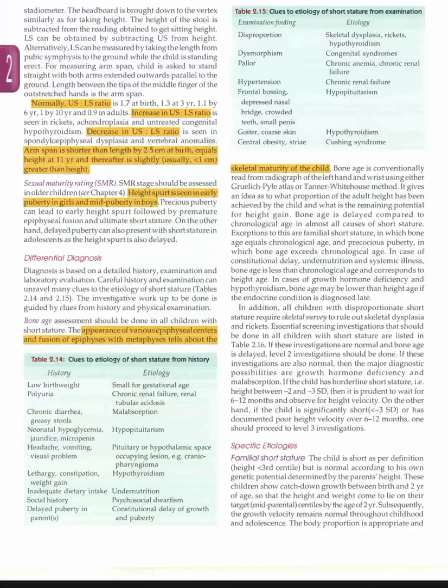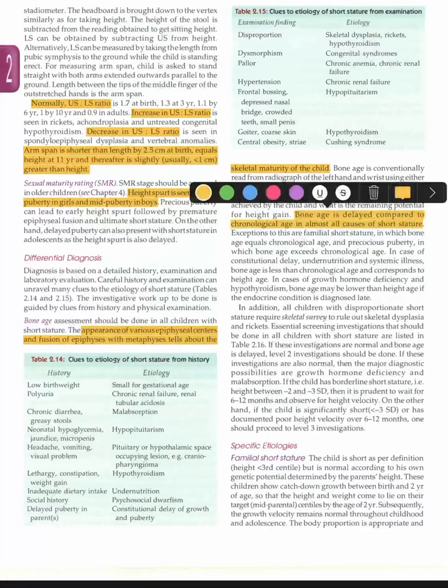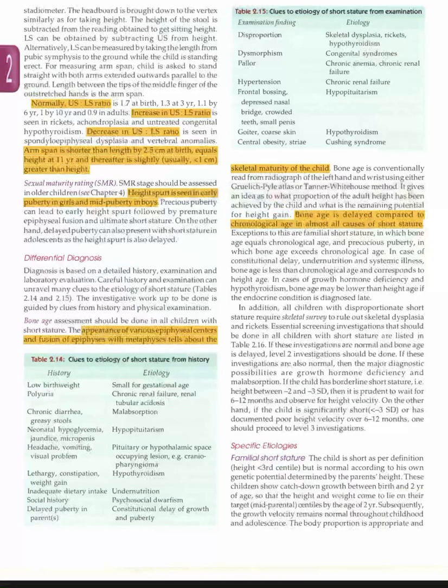Bone age is conventionally read from the radiograph of the left hand and wrist using either the Greulich and Pyle atlas or the Tanner-Whitehouse method. It gives an idea as to what proportion of the adult height has been achieved by the child and what is the remaining potential for height gain. Bone age is delayed compared to chronological age in almost all causes of short stature. Exception to this is familial short stature, in which bone age is equal to chronological age.